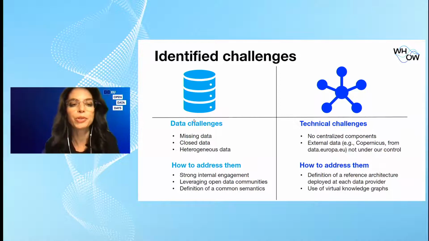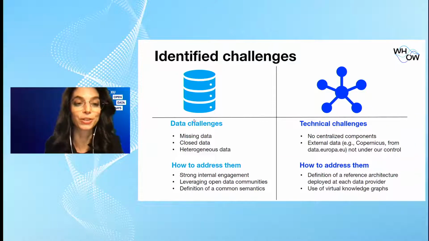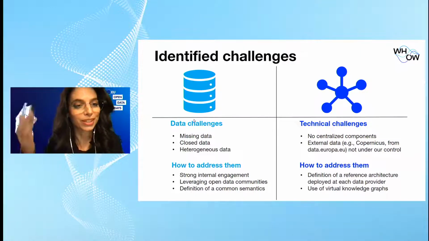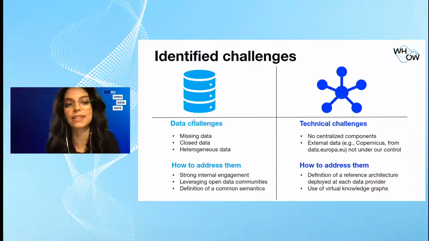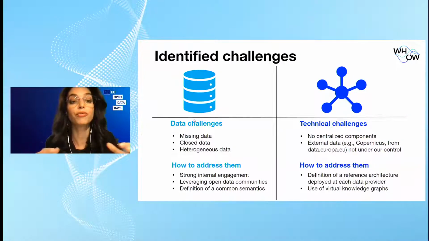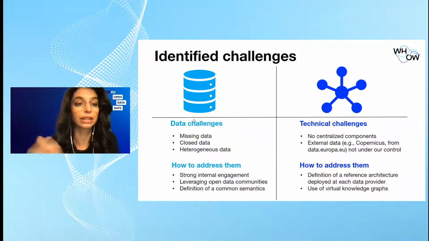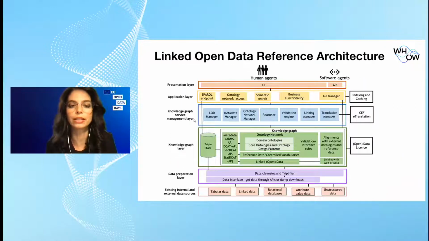From a technical perspective, the challenges are, for example, we don't want to have any kind of centralized component. Yes, we will have the European data portal that will document these data sets, but the data should be distributed and close to the data source if we want an open data sustainable process. And then we also want to reuse data that are not under our control, for example, data coming from programs like Copernicus. So how to do that?